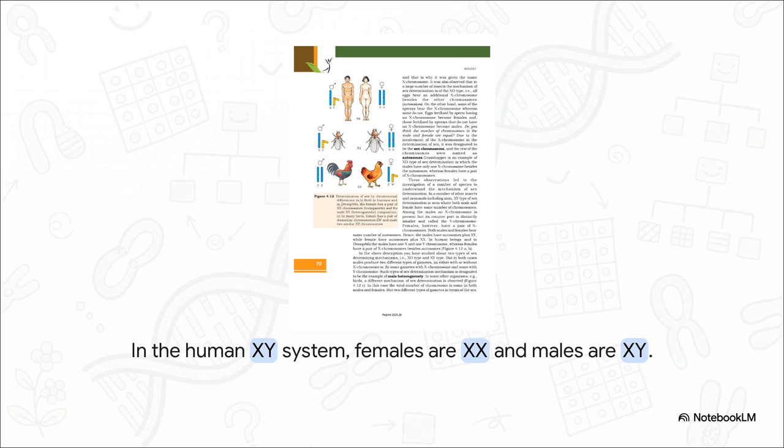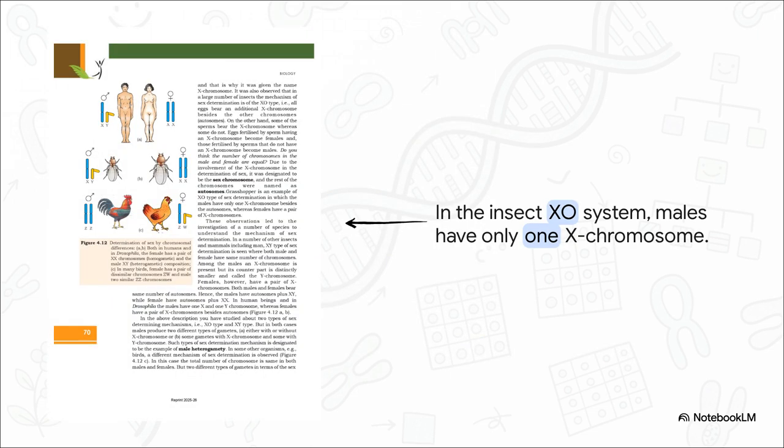If you have two X chromosomes, you're female. If you have one X and one Y, you're male. Simple enough. But now, let's check out some insects, like grasshoppers. They use what's called an XO system. Females, just like in humans, have two X chromosomes. But look at the male.